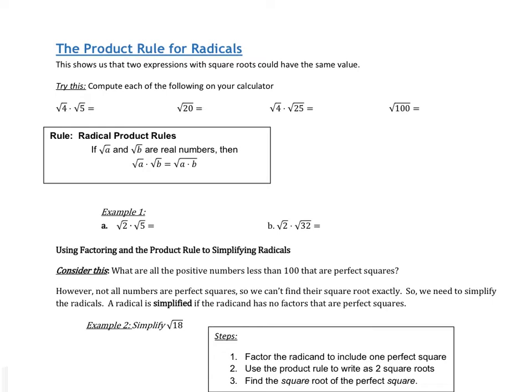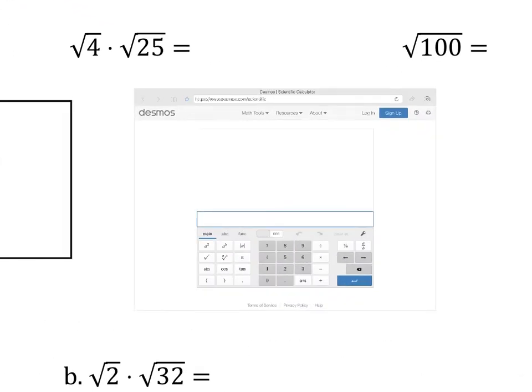So let's look at some products here, all right? I want you to take a moment, go to a calculator. You can pause the video real quickly. Go compute. What's the square root of 4 times the square root of 5? Punch that in a calculator or into Desmos online. Then punch in the square root of 20, get a decimal. Punch in the square root of 4 times the square root of 25, get a decimal. Square root of 100, see what you get. Let's see what our Desmos calculator has to say.